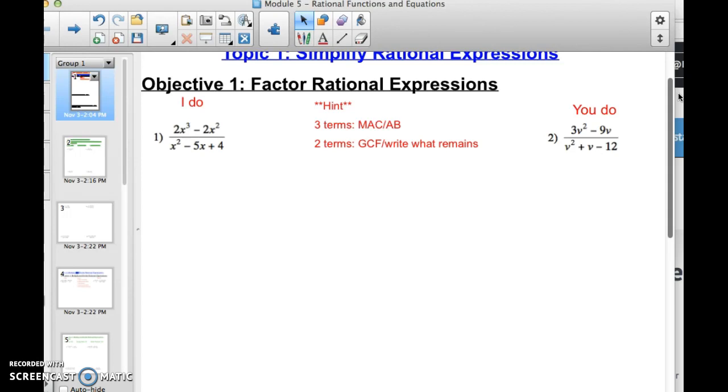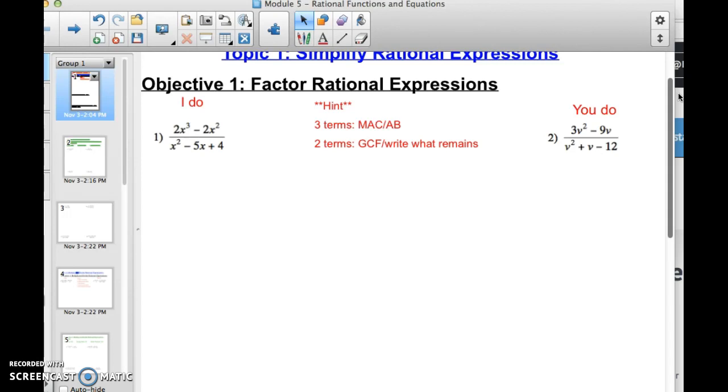Now, the biggest thing about rational expressions, if you remember, is that there's a numerator and a denominator. So if you look at number 1, there's a numerator, 2x cubed minus 2x squared, and a denominator, x squared minus 5x plus 4. It's a fancy word for a fraction that has a top and a bottom.